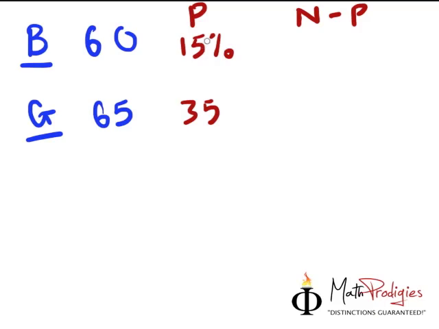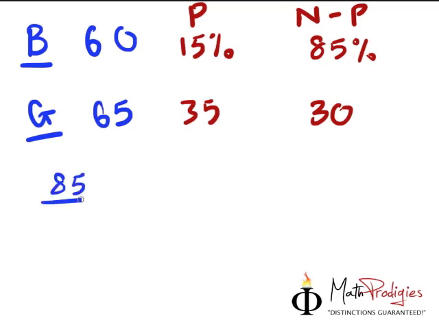So what percent of the boys did not win a prize? The answer would be 85%. And how many girls would not have won prizes? The answer would be 65 minus 35, which gives you 30. By the way, how do I get 85%? 100% minus 15%. So our first job is to figure out how many of the boys did not win a prize.